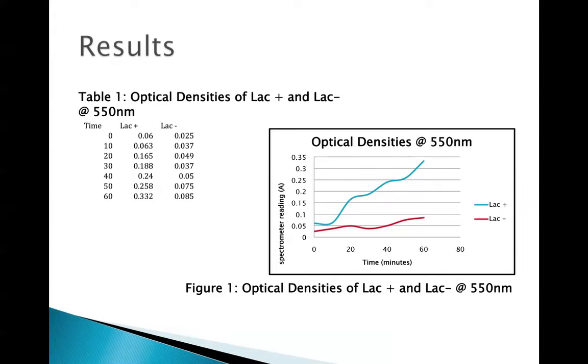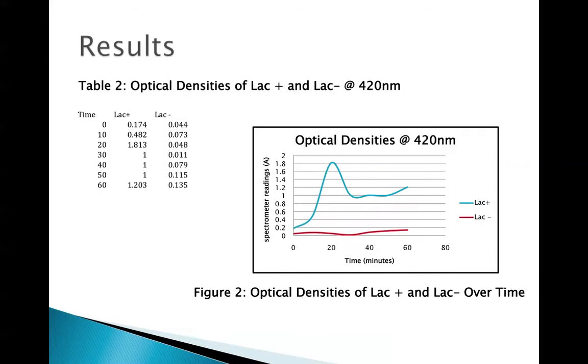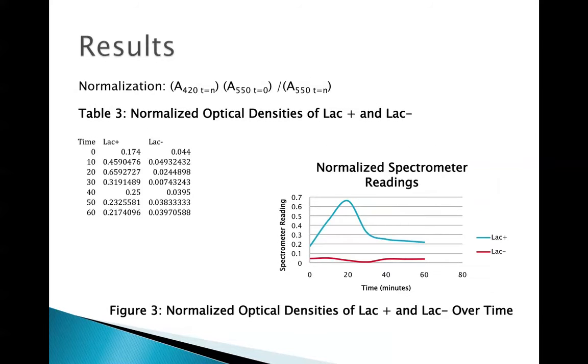The optical densities for both lac positive and lac negative strains can be seen in Table 2, and again it was graphed to show it more easily, and you can notice that there's a peak at about 20 minutes for lac positive. So then the data was normalized.